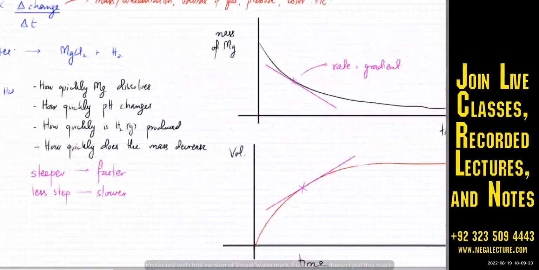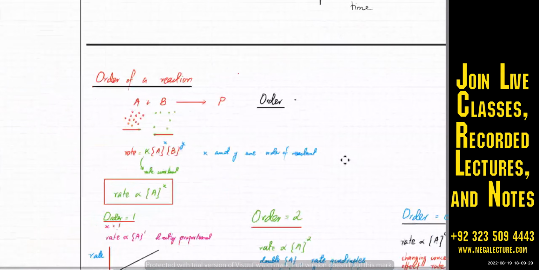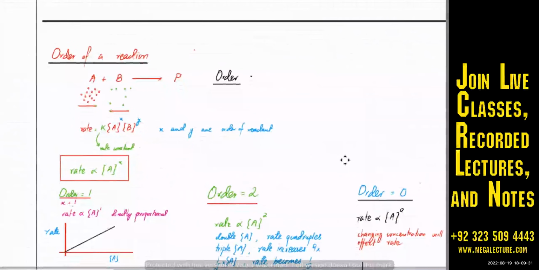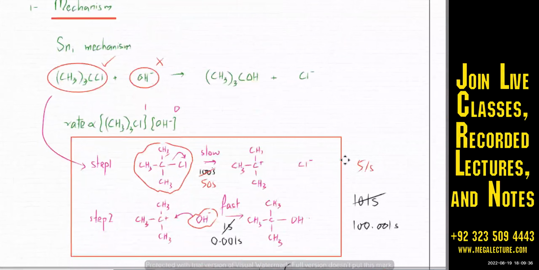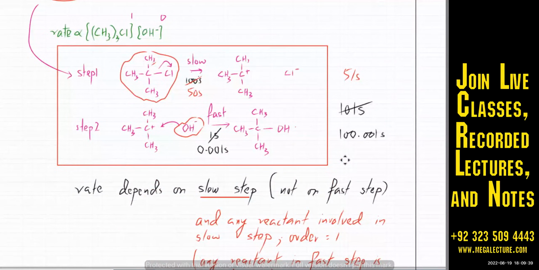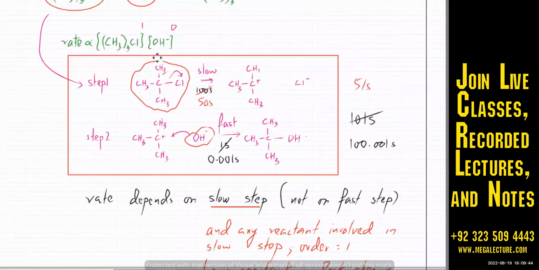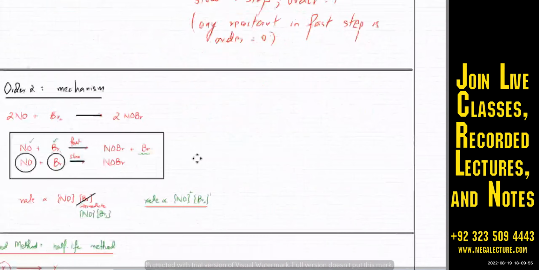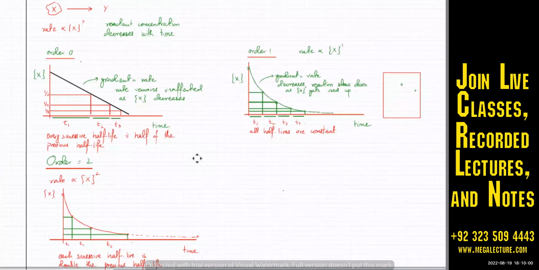The rate, what was it? It was the change that happens at a particular time with respect to time. So I told you that you can figure out the order of the reaction with respect to the mechanism. If the mechanism is given, the rate only depends on the reactants that are involved in the slow step. It's not the reactants that are involved in the fast step. So that was mechanism.